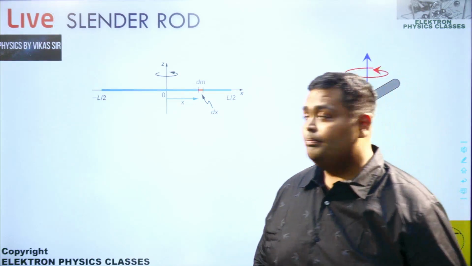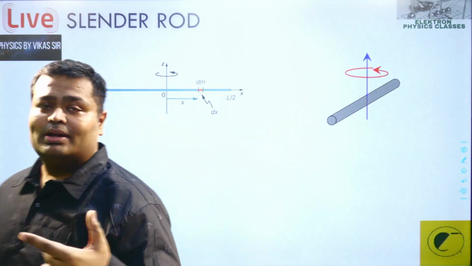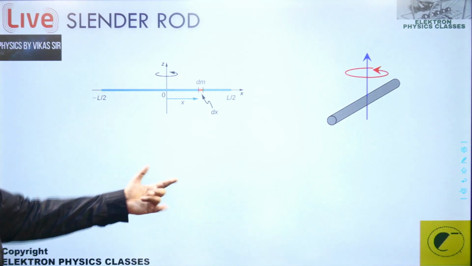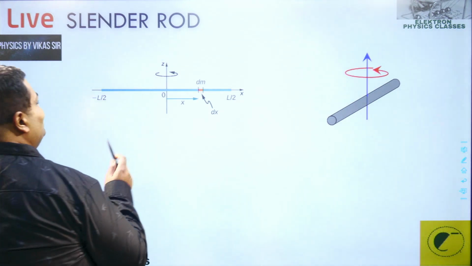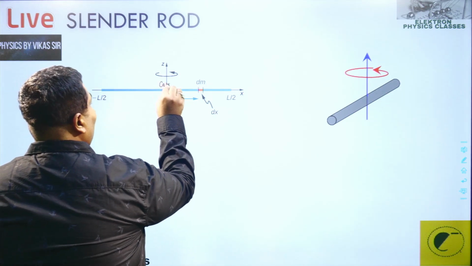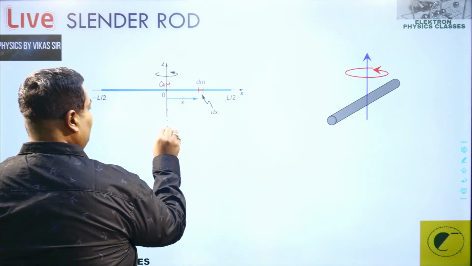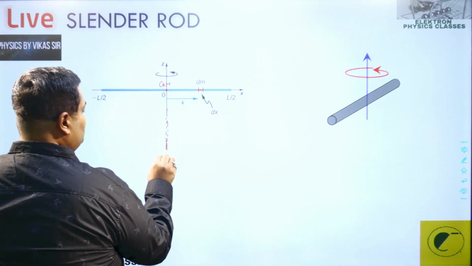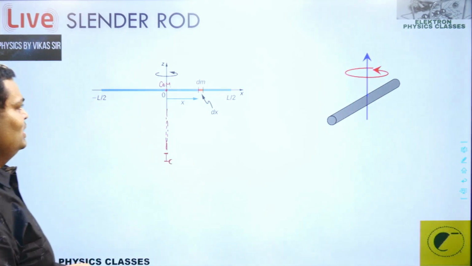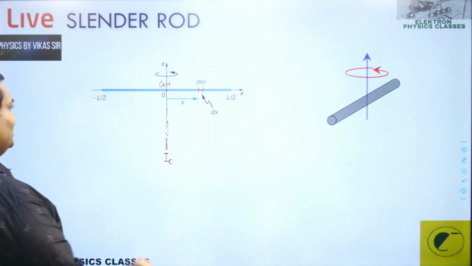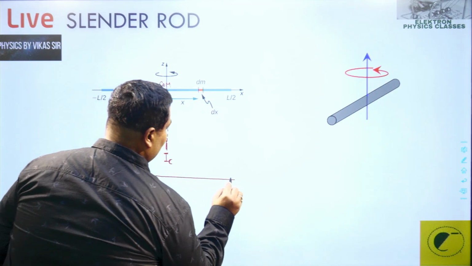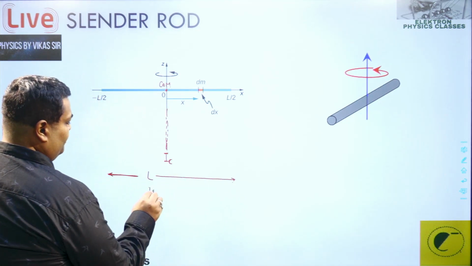So we have this for a thin rod, a slender rod, and the axis is passing through the center of mass right now. This is the center of mass, and the axis is passing through the center. So that is supposed to be your ICM axis or the centroidal axis. I am writing IC. About this we need to calculate. The overall length of this is supposed to be L. That's the complete length of it.